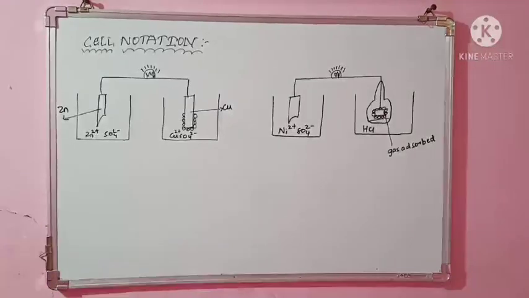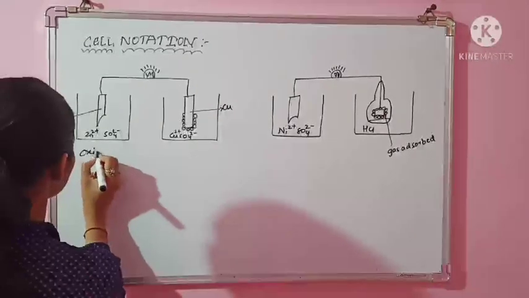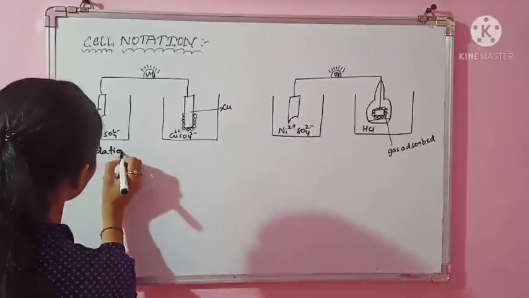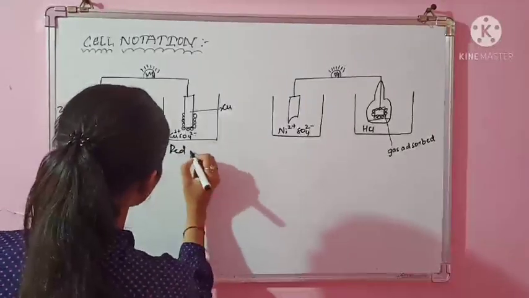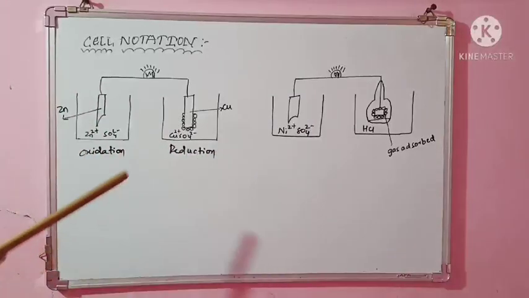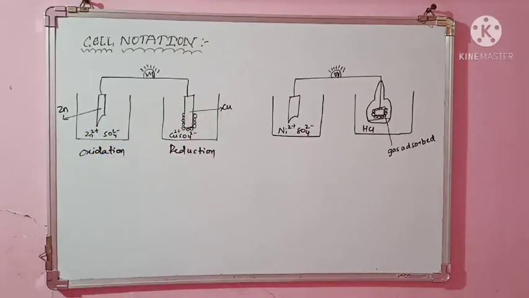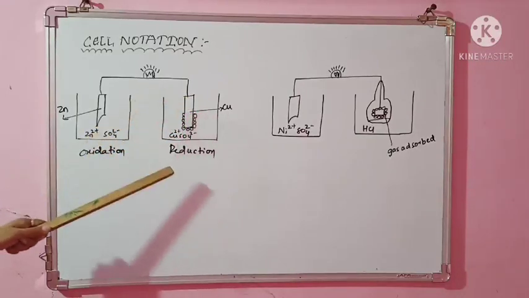Here this metal is undergoing oxidation. Zinc undergoes oxidation, and in copper sulfate, copper undergoes reduction. This you know. Here we have taken a metal for reduction also. There is no problem, because we can take a solid metal electrode. Metal rods can be in the solid state, so here it is okay.